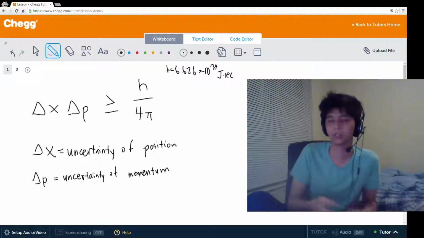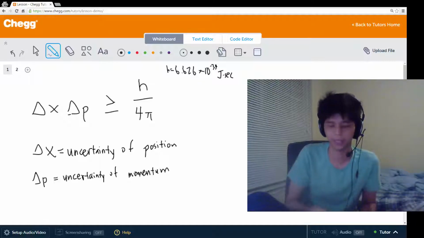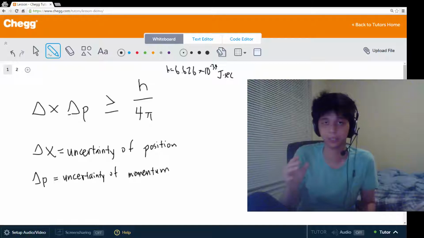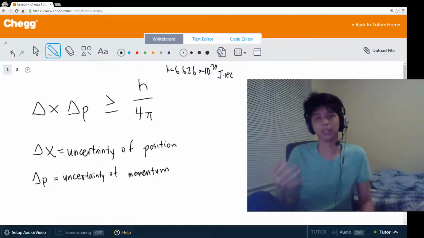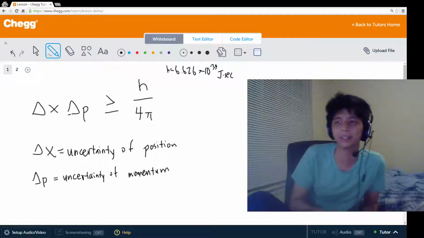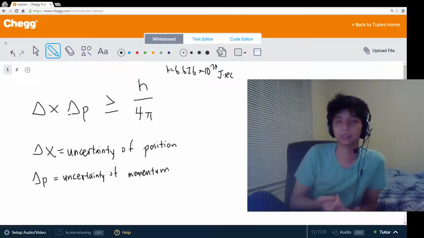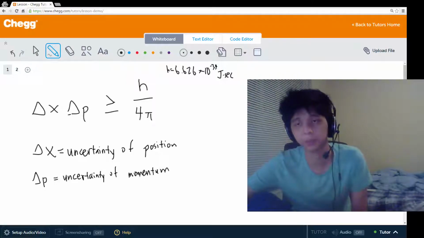And the reason that this is the case is not really because of any technological limitations. It's more along the lines of how these two attributes of subatomic particles are measured. And they're measured using light. So when you use light to measure either the momentum or the position of a particle, this light actually interacts with the subatomic particle. So in other words, what you use to measure these attributes is actually changing these attributes as they're being measured. So that's why you can't exactly know both the position and the momentum of a subatomic particle at the same time. So that's the basic theory behind this principle.